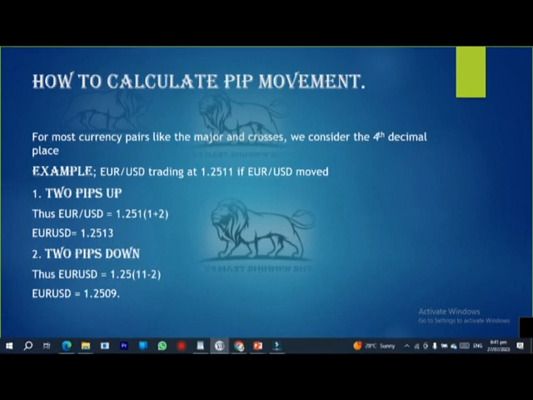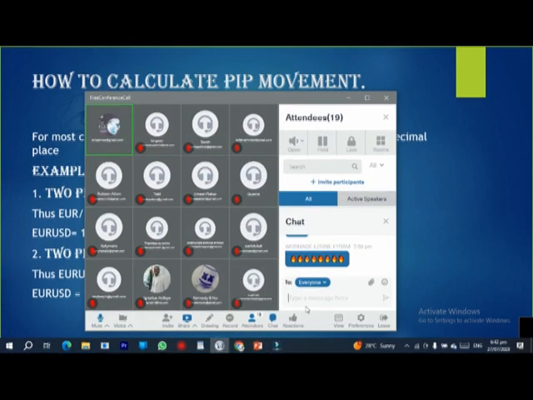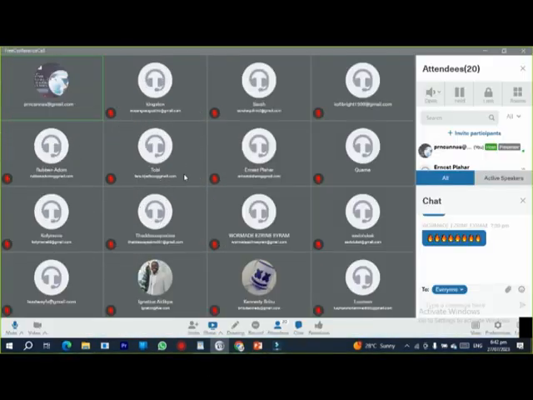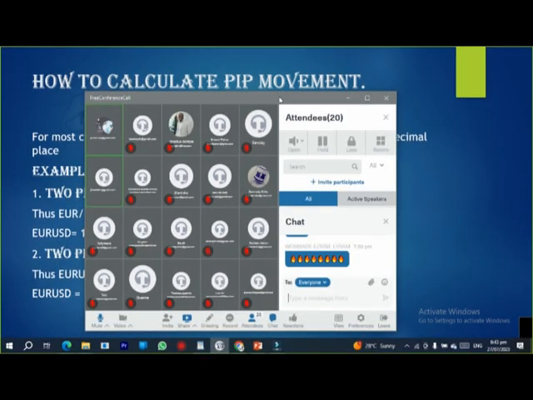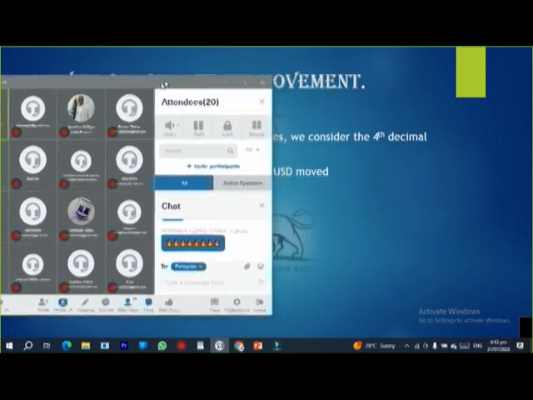Upward movement, I said yesterday that it is bullish or buying. So whenever we are going up, we are adding. Whenever we are coming down, we are subtracting. So should Euro move from 1.2511 2 pips upwards, we consider the fourth decimal place. That is where the calculation starts from. Please look at the pip calculation well. I'm going to explain it well so that you can understand.